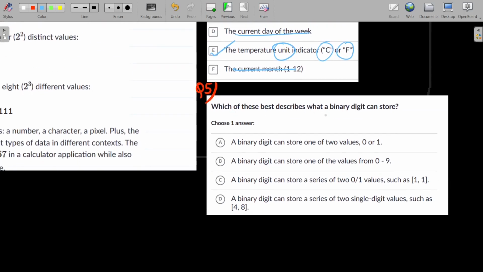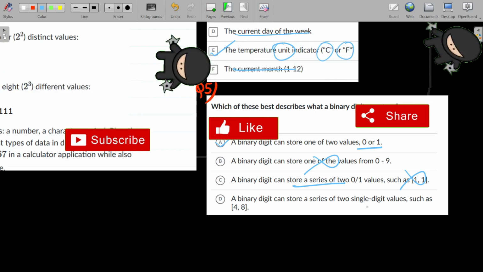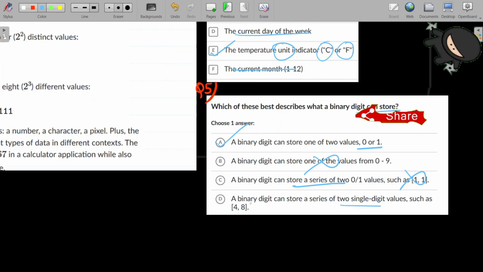Next, which of these statements describes what a binary digit can store? A binary digit can store one of two values, 0 or 1. Yes, this is correct. A binary digit can store one of the values from 0 to 9. No, this is wrong. A binary digit can store a series of two zero or one values such as 1 and 1. No. A binary digit can store a series of two single digit values such as 4 and 8. No. A single bit cannot store a sequence of any numbers, right?